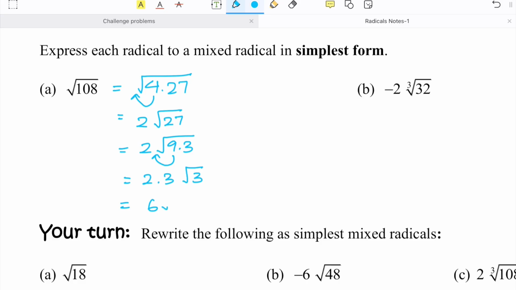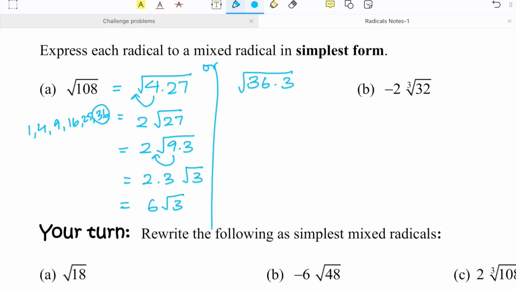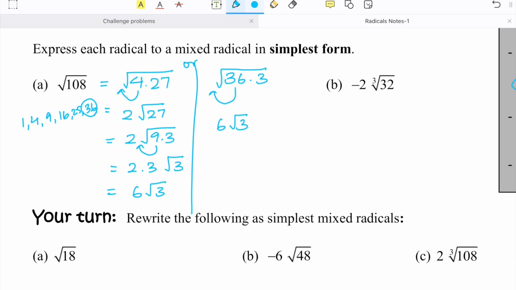Now, could I have just done it as, write down all the perfect squares. We have 1, 4, 9, 16, 25, 36, right? And then started from the bigger one. Because if it was 36, I could have just done 36 times 3, right? And then 36 is a perfect square. Do square root of 36 and you'll have 6 square root 3, right? Either way works. Okay.